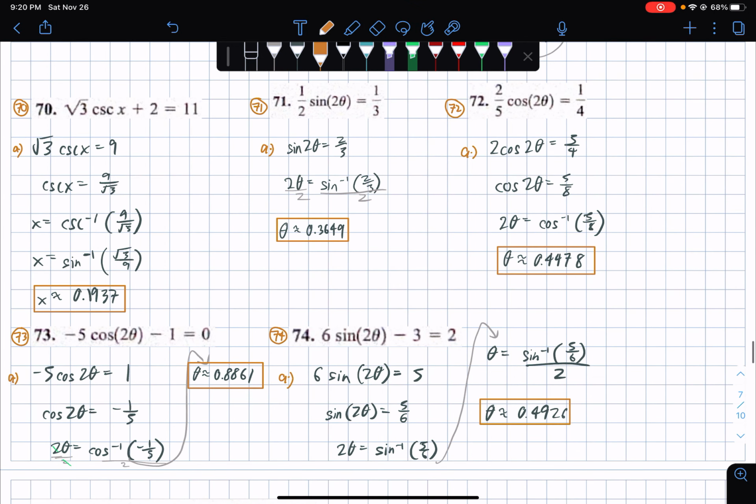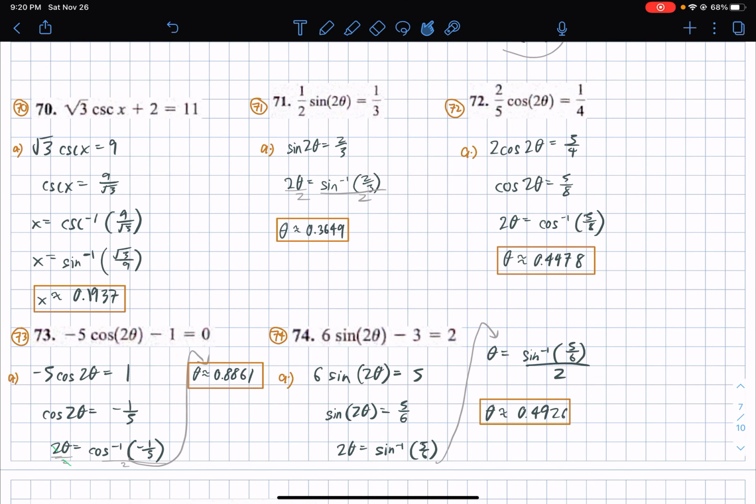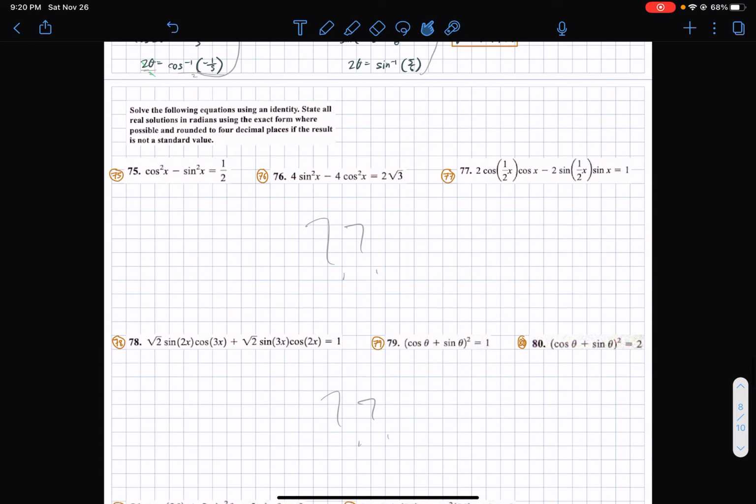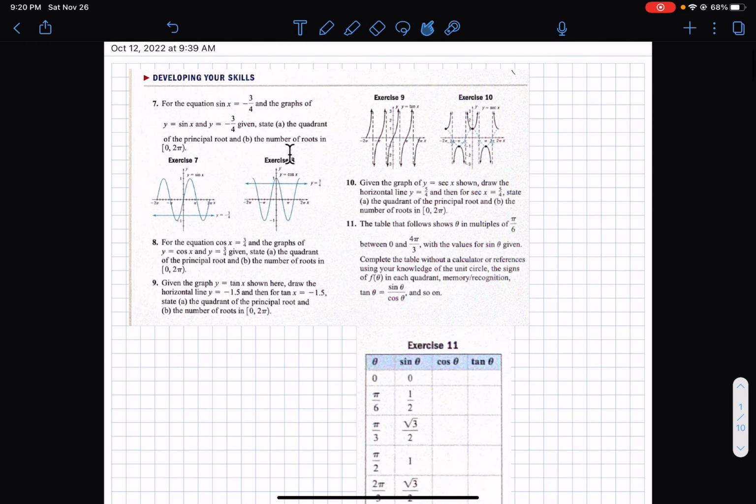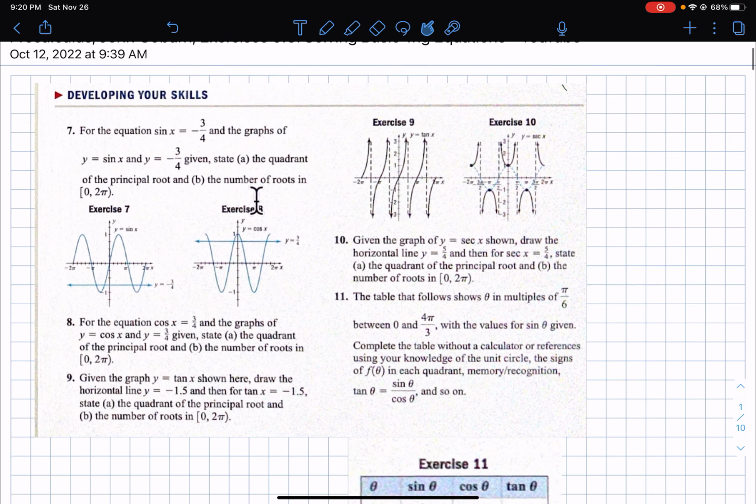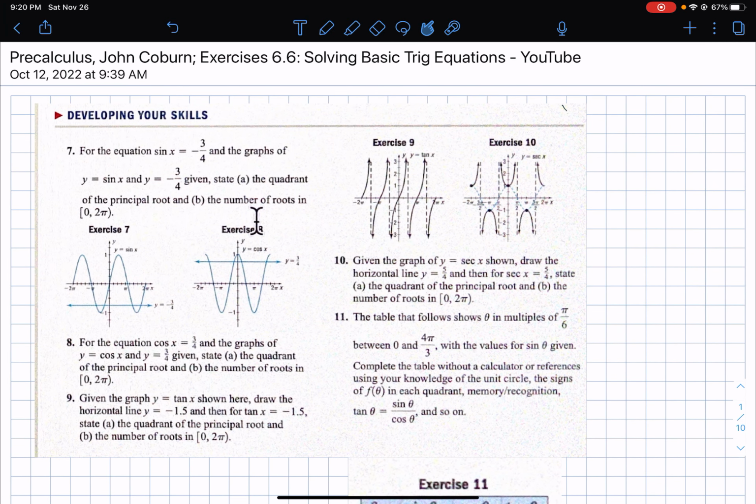Okay, that's it. We'll end in number 74. This is everything that I could answer for exercises 6.6, or 2.6 in the Philippine edition. 6.6 is for the PDF.